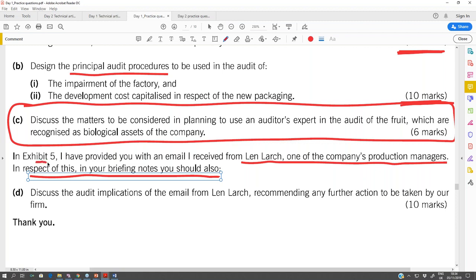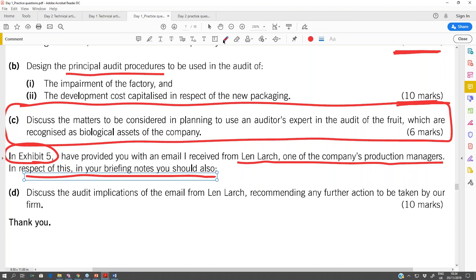So we should be attacking the Exhibit 5 only, and we'll be looking at the email which you got from Len Larch. Let's see what is so very special about the email and what we need to do about that. We have 10 marks on that email, and what exactly we need to do for 10 marks. Discuss the audit implication of the email from Len Larch recommending any further actions to be taken by your firm. So the examiner wants us to discuss the implication of the email from Len Larch recommending any further actions to be taken by your firm.